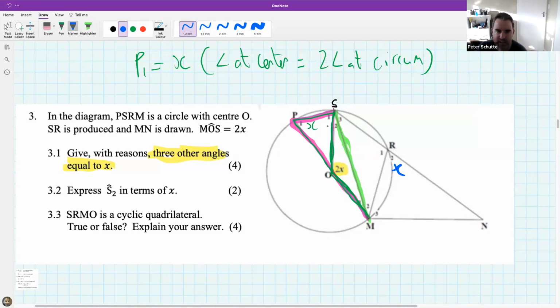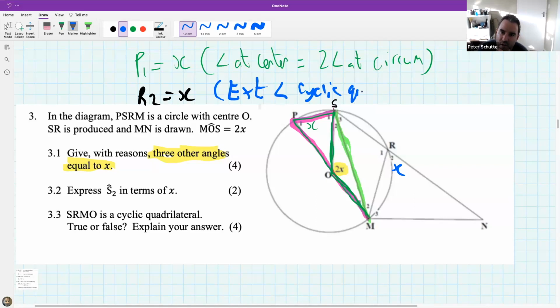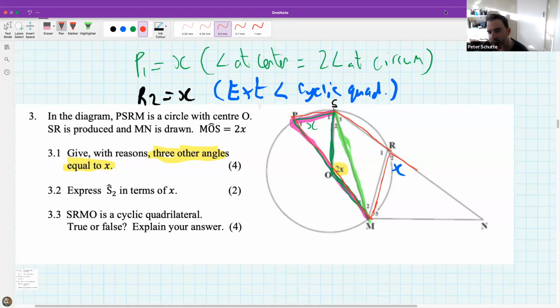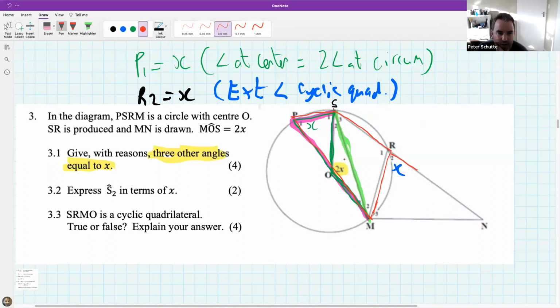I'll get to M2 in a moment. I just want to follow the logic here. So R2 is equal to x, and the reason is exterior angle cyclic quad, because the cyclic quad is, let me use a nice thin pen so I don't get in the way of you guys, here is the cyclic quad.